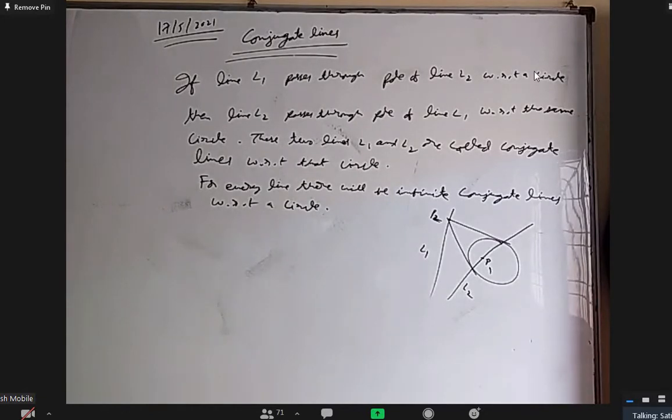Anybody tried that question that I asked? Three circles touching two lines. The radii should be in geometric progression. I'm not even asking whether you got an explanation or not. I'm just asking whether you thought about it, tried a little bit.